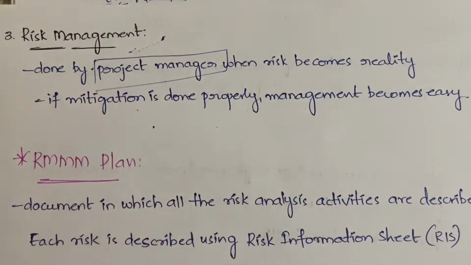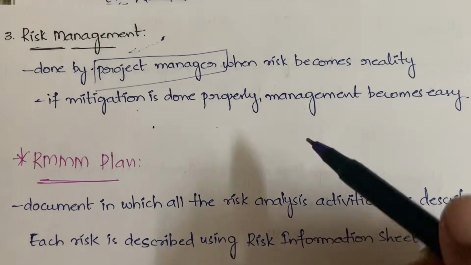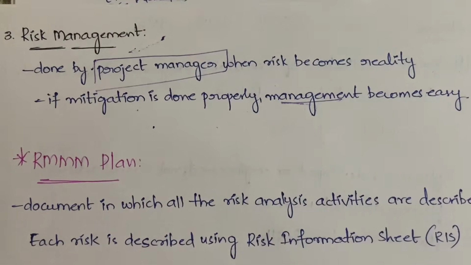That is, in mitigation, what we will do, we will try to prevent the risks, right? So if we do the mitigation step properly, if we prevent the risks properly, then there is no chance for occurrence of the risks, right? So if mitigation is done properly, management will become easy. But again, risk management is nothing but again all the identification, projection, refinement, mitigation, all the activities will come into the picture. Got it? This is about the risk management.